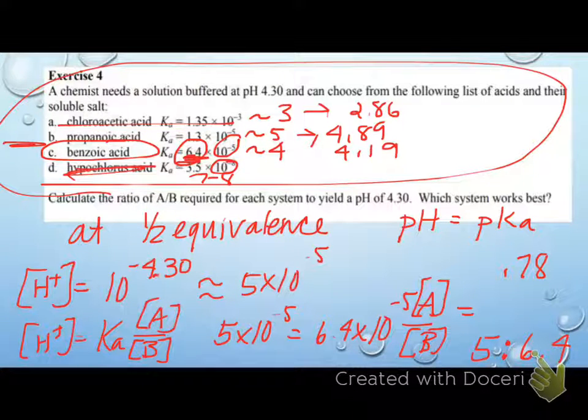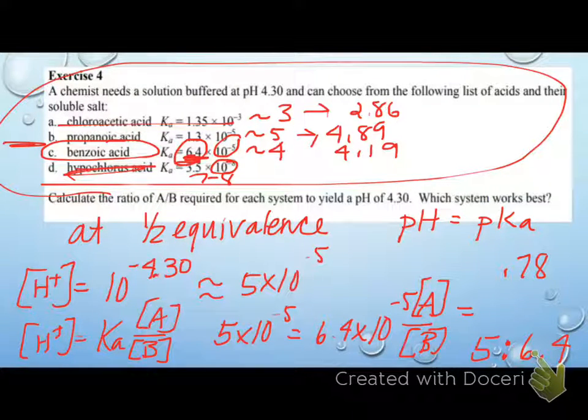Whereas if I look at this one down here, the 3.5 times 10 to the negative 8, that's going to be somewhere between 7 and 8. Okay? Because as I get closer to 10, it goes to 7. Does that make sense? That's estimating the logs without the calculator. Did they not make you do that in math? Like do logs without the calculator?